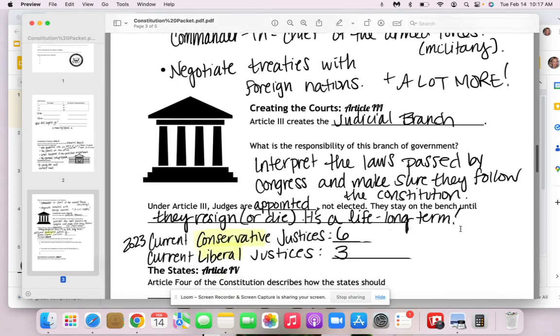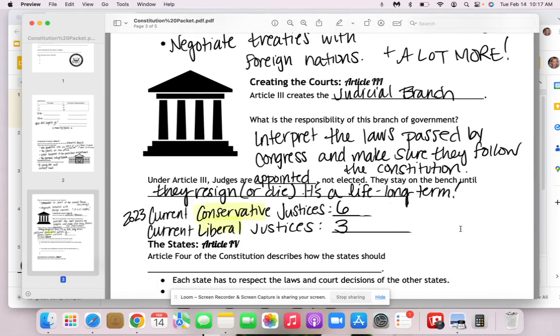All right, let's start Article 3. So Article 3 creates the last of our branches of government that we haven't spoken about yet, and that is the judicial branch. The judicial branch. What is the responsibility of this branch of government? Let's jump back to the legislative branch.